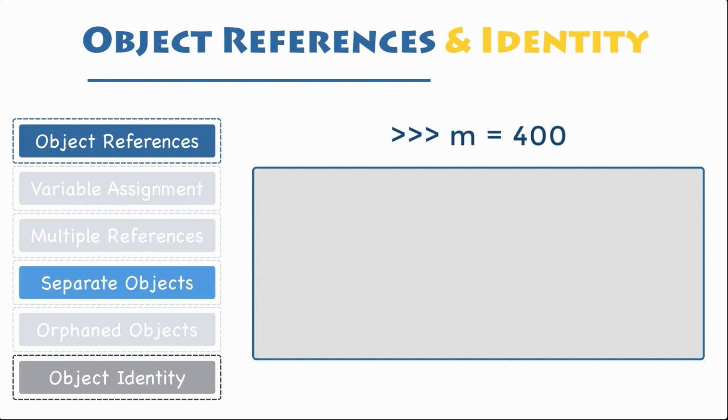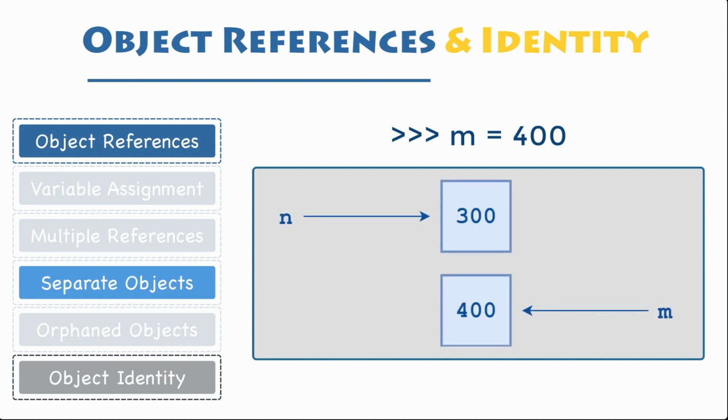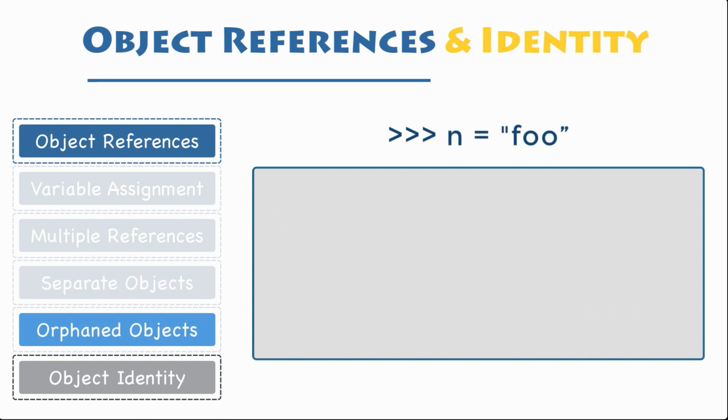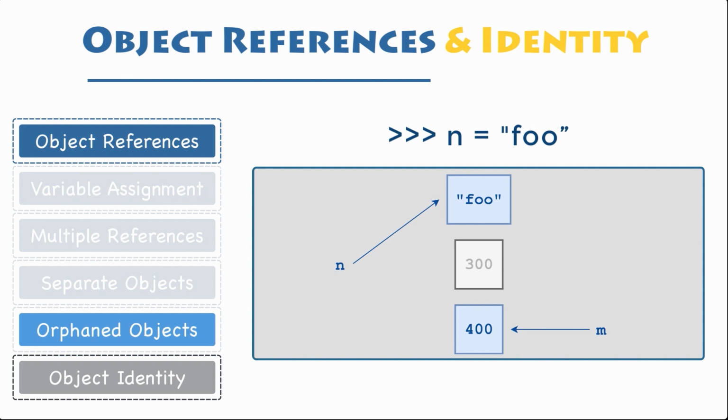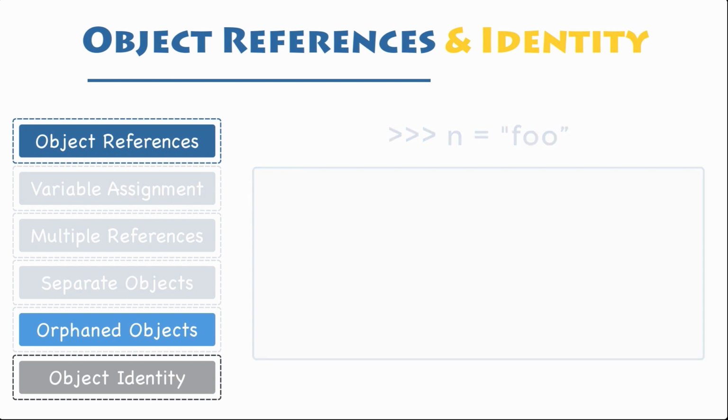Next, suppose you do this. Now Python creates a new integer object with the value 400, and m becomes a reference to it. Lastly, suppose this statement is executed next. Now Python creates a string object with the value foo and makes n reference that. There is no longer any reference to the integer object 300. It is now orphaned, and there is no way to access it.